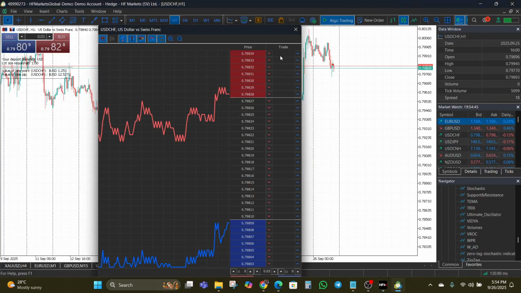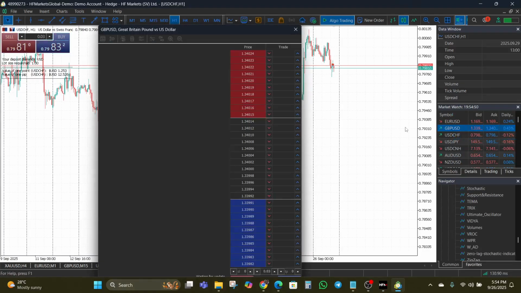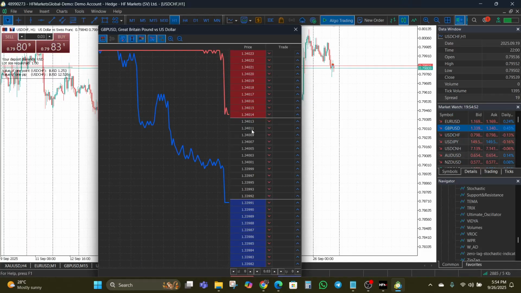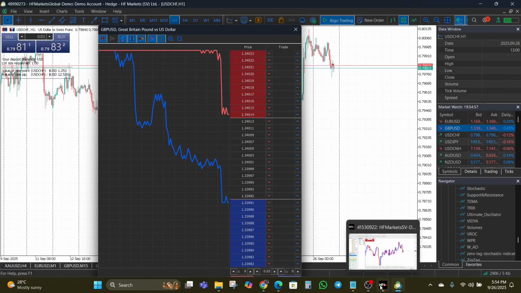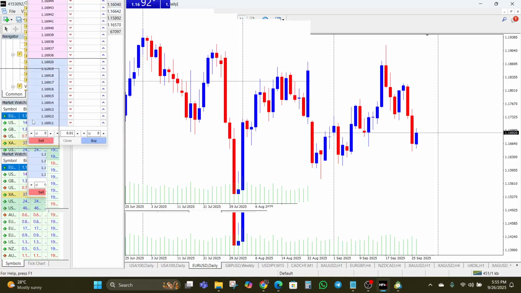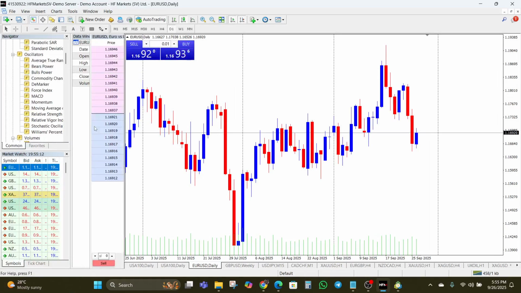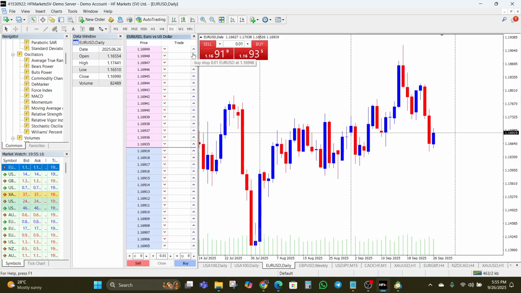On MT5, the interface is more advanced, as you can see. Just right-click and go to depth of market. All right, so you can see that the MT5 shows you detailed volume and order sizes. MT4 provides a simpler view, but still allows you to see the buy and sell orders stacked at different prices.